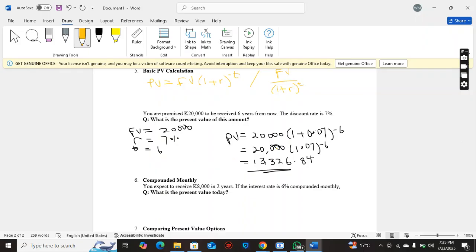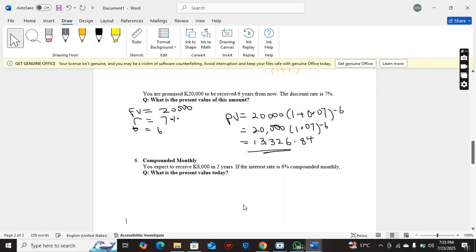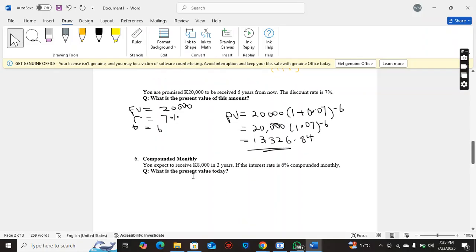So as I said, anytime there is compoundings, just remember, divide the rate by the number of compoundings and multiply the time by the number of compoundings. Remember that, okay? That is the trick that you need to always remember. So this is what we're going to do here. When there's compounding, our formula just adjusts, becomes present value equals future value, in brackets, 1 plus R over N, multiplied by N times T.